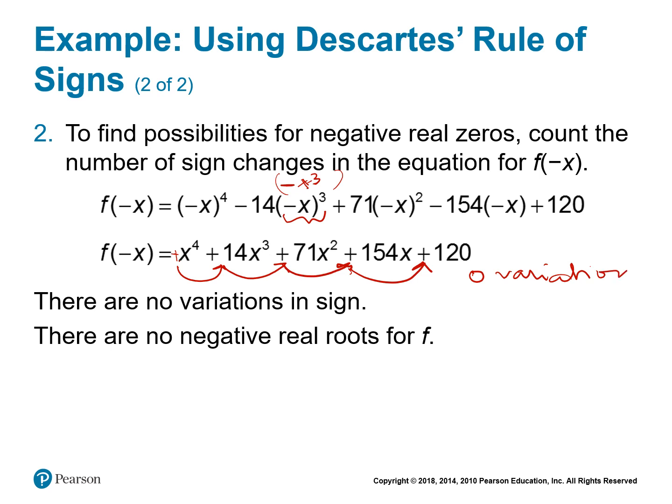When we replaced the x in the function with negative x and reworked the polynomial, we found there are no variations in sign. Therefore, there are no negative real roots for f. So the number of positive roots could be either 4 or 2 or 0, as we saw in the previous slide. And as far as negative real zeros are concerned, it's going to be 0 negative real roots because there were 0 variations when we replaced the x with a negative x.